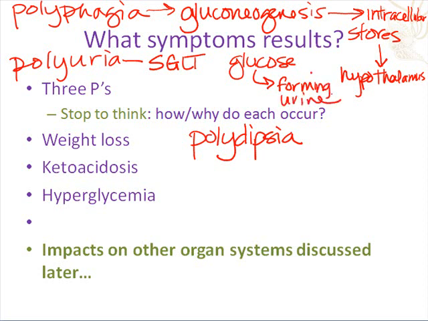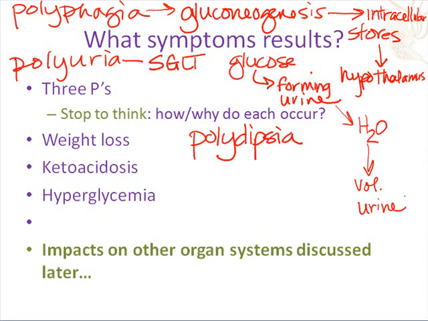And because I have more glucose in the urine itself, it has a higher osmolality. Right? It has more particles per unit volume. And as a result, it tends to draw water to it. So more water stays in the urine or gets drawn into the urine. And as a result, the volume of urine is higher than you would see in a normal person.